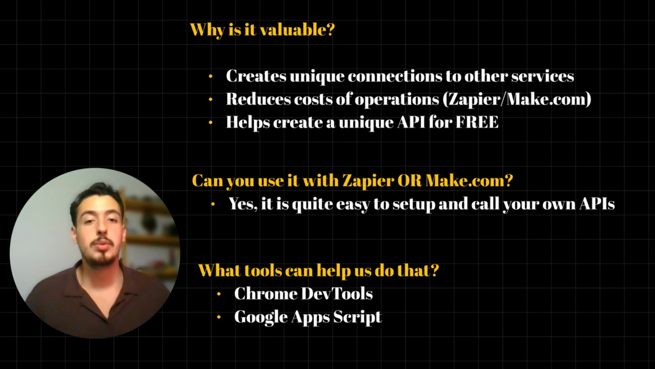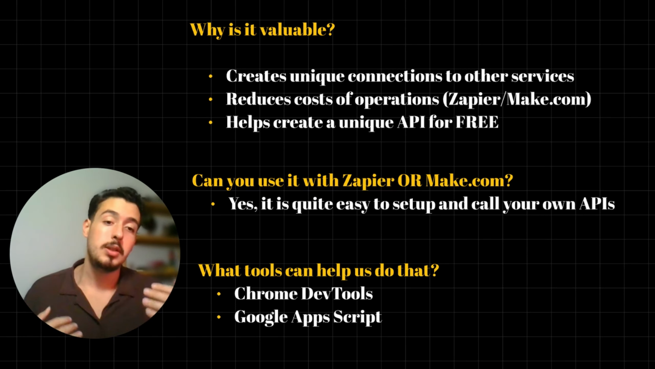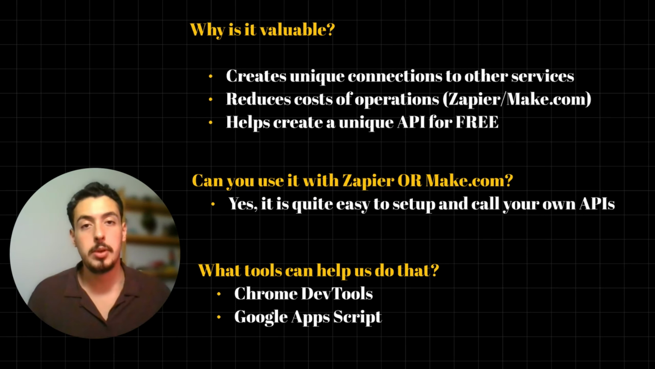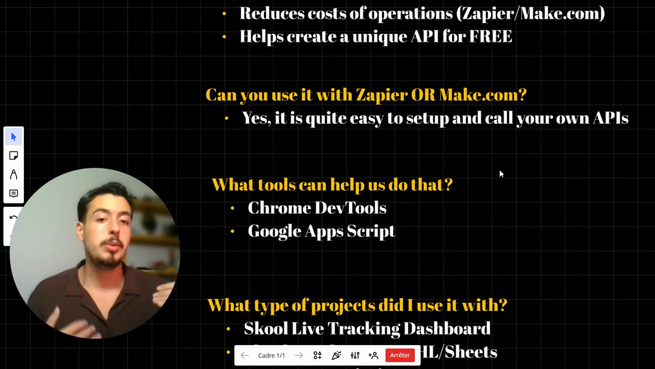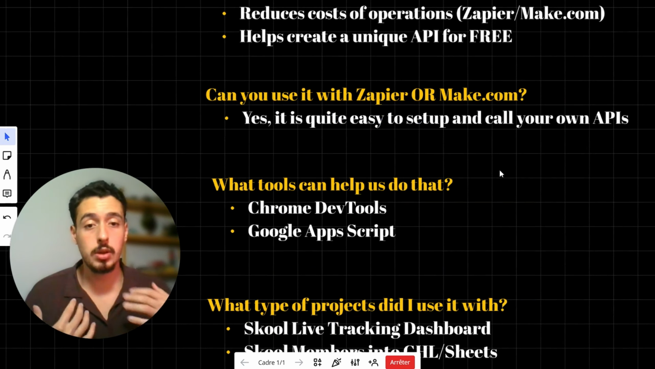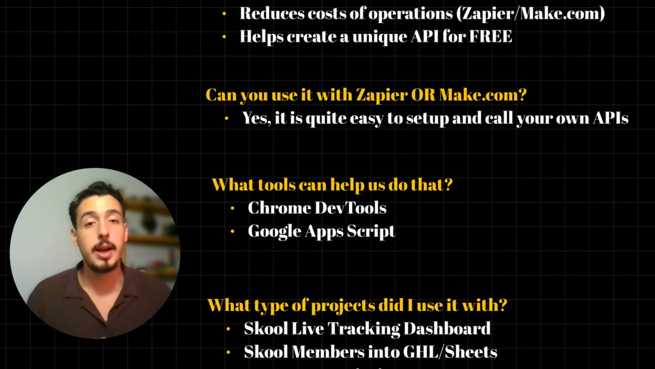You might ask, can you use it with Zapier or Make.com? The answer is yes, it is quite easy to set up and call your own APIs. I'll guide you through an example use case later on in the video. And the tools that will help us do this process are Chrome DevTools and Google Apps Script.